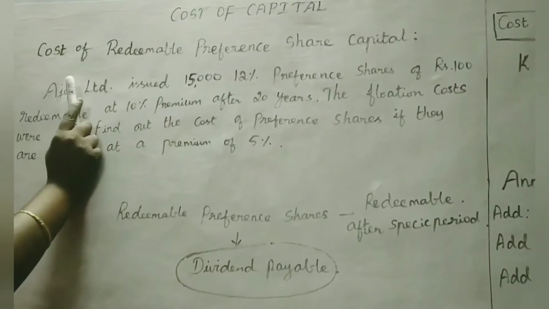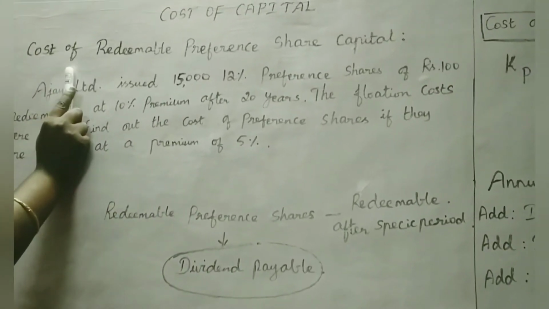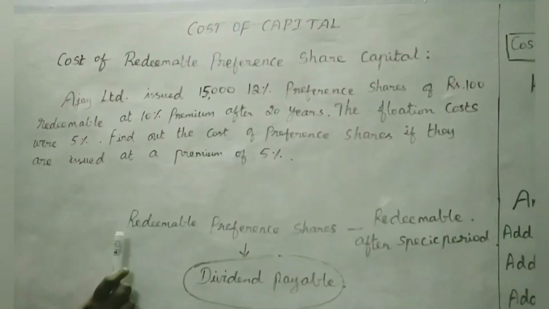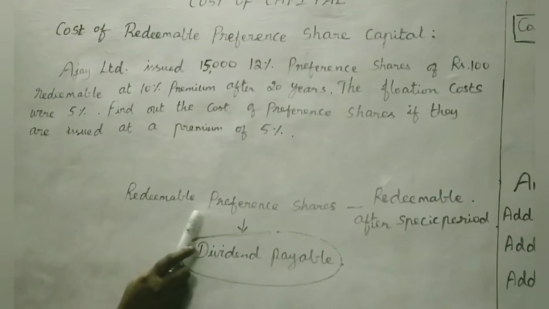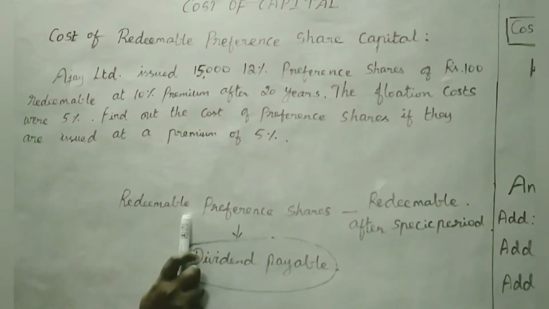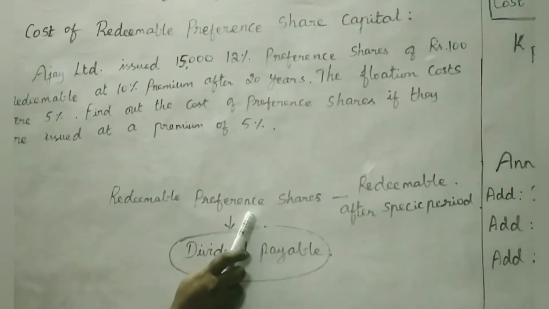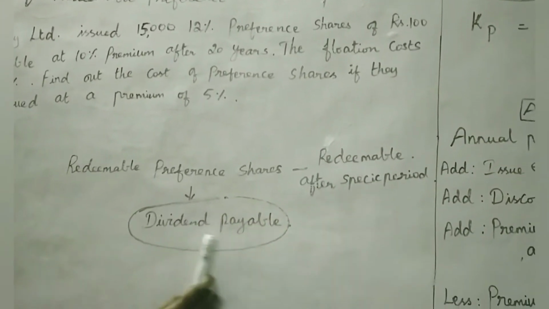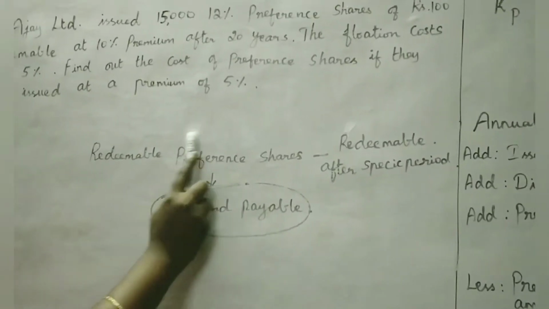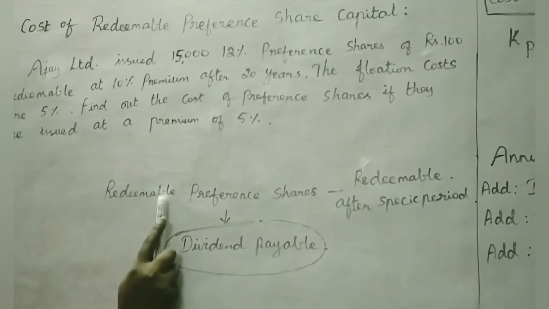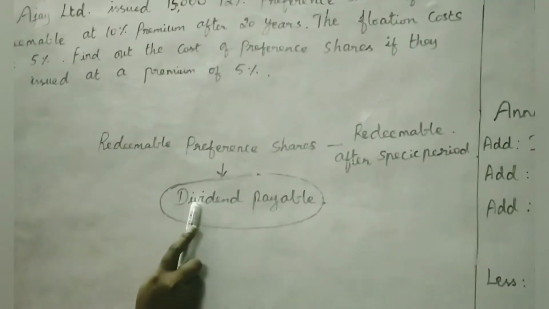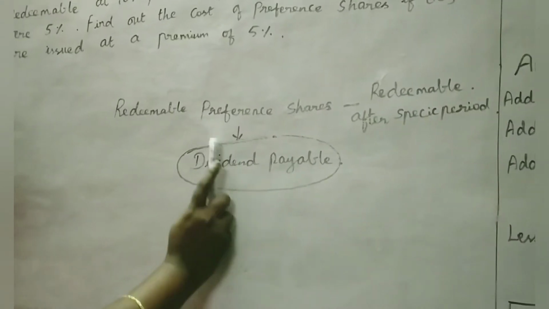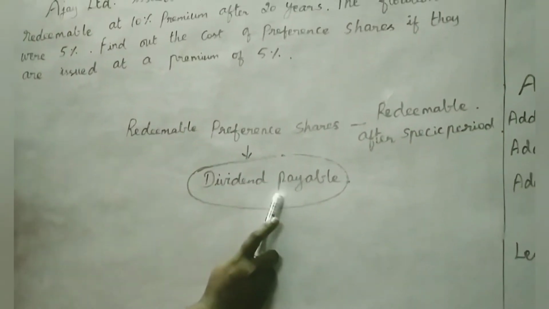Viewers, in this video I am going to explain how to arrive at cost of redeemable preference shares. First, understand what is redeemable preference share. Redeemable preference shares are those shares which are redeemable after a specific period. The dividend payable on this type of share is called cost of redeemable preference shares. That is, the minimum return expected by this type of shareholders is cost of redeemable preference share.